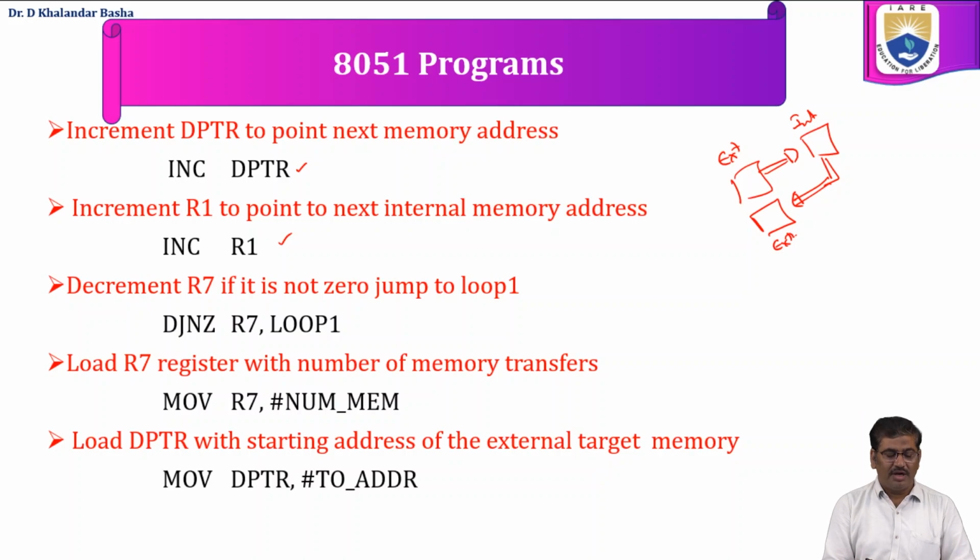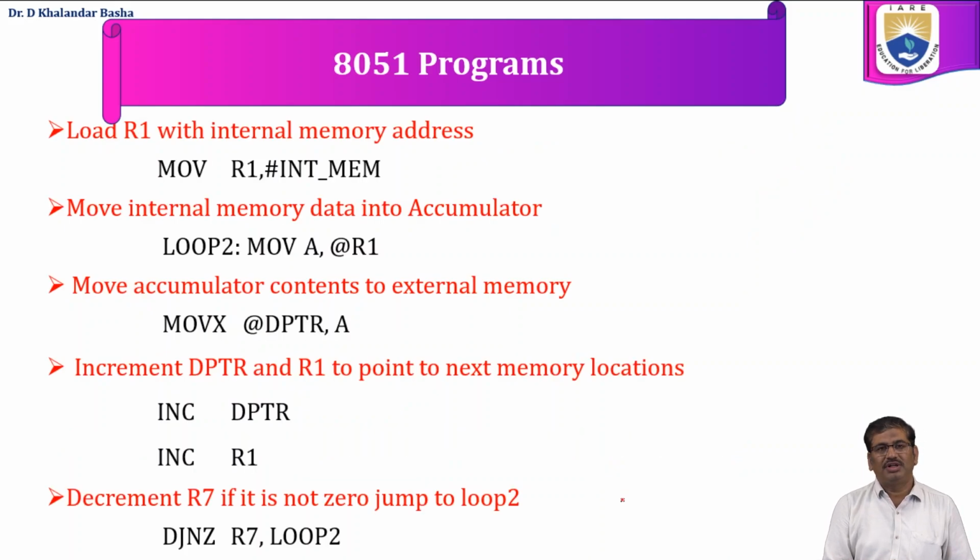Then the internal memory address will be loaded into one more register, that is R1, by using the instruction MOV R1, #internal memory. Next, as we are copying data from internal memory, we use the instruction MOV A, @R1. Now the internal memory data is copied into the accumulator. Then we copy the accumulator contents to external memory by using the instruction MOVX @DPTR, A. Once one data item is copied, for pointing to the next memory locations, increment DPTR and increment R1.